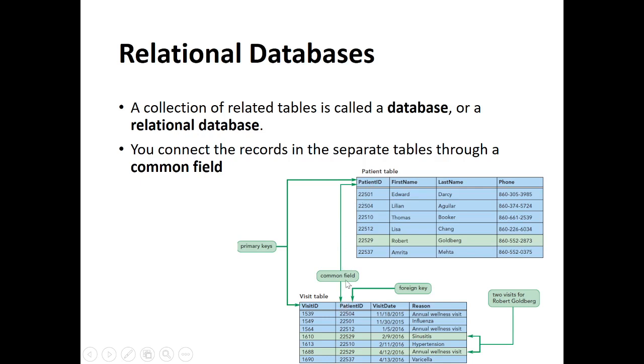So this common column is creating a relationship between the two tables, the patient table and the visit table. That is why we call it a relational table. So one more time, the relational database is a collection of related tables, and those tables are connected to each other on a common field, a common column.